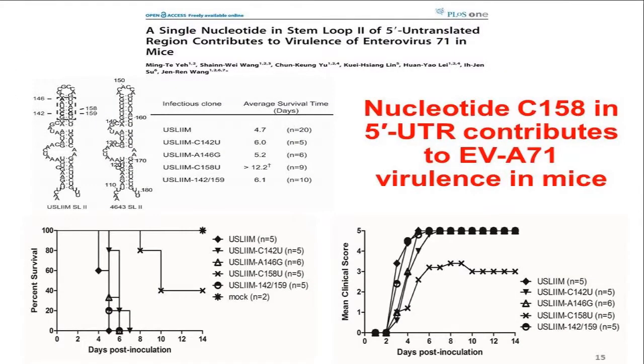In another study, we also compared the isolates before and after 1998, and in the 5' untranslated region we found a position at 158. If this is C, it's more virulent. If this is U, you can see the survival time is longer, the survival rate is higher, and the clinical score is lower. So this position in stem loop 2 of the 5' UTR also contributes to the virulence of EV-A71.